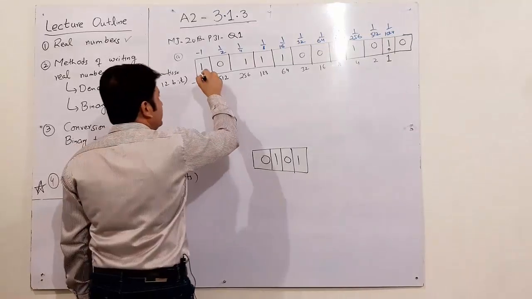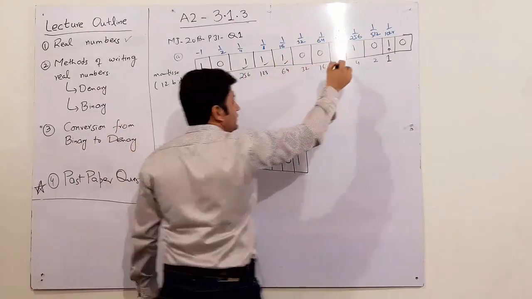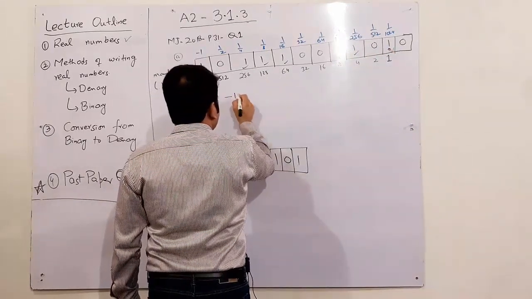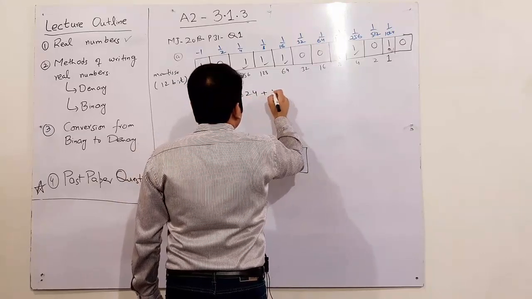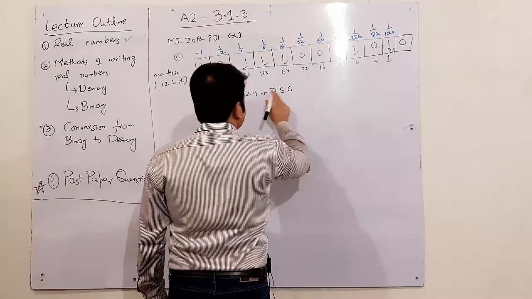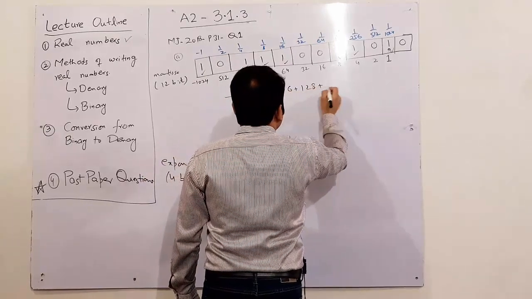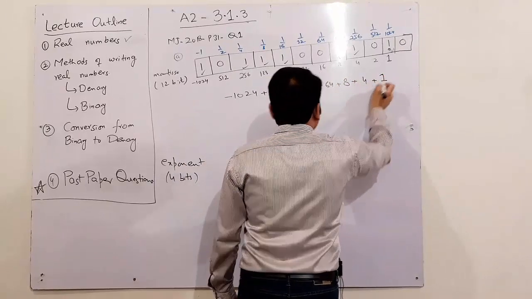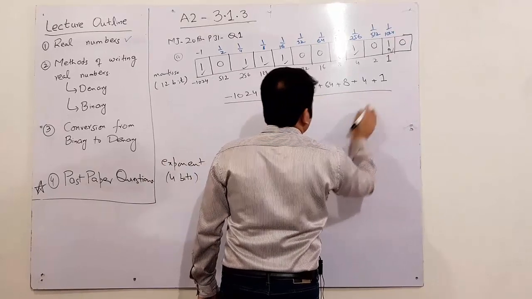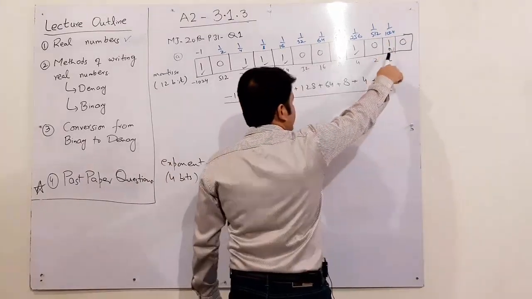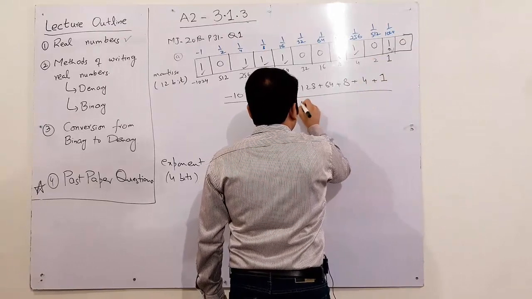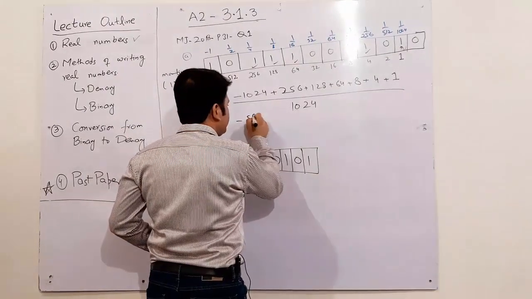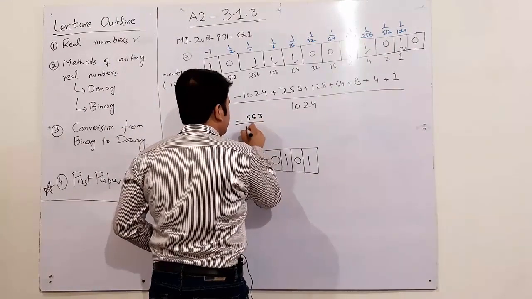So wherever I have 1, I'll be writing those place values. So categorically it is -1024 plus 256 plus 128 plus 64 plus 8 plus 4 plus 1, and our overall denominator is 1024, as it is our rightmost one placed there. So now the overall answer for Mantissa is minus 563 over 1024.